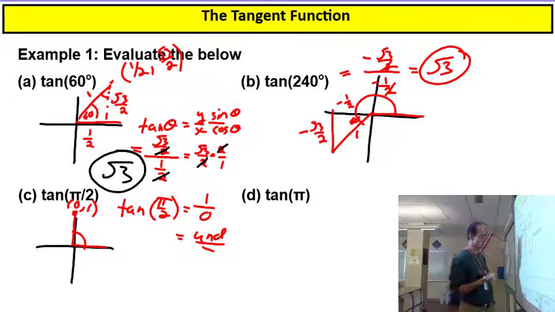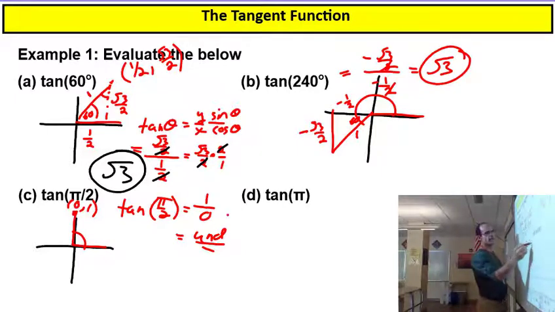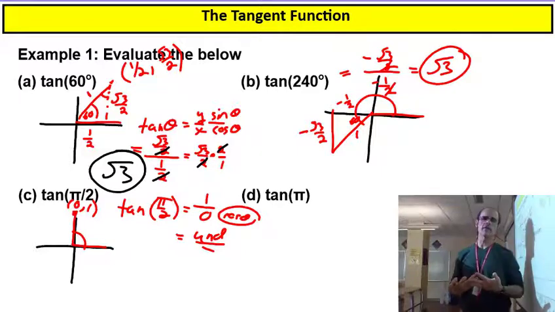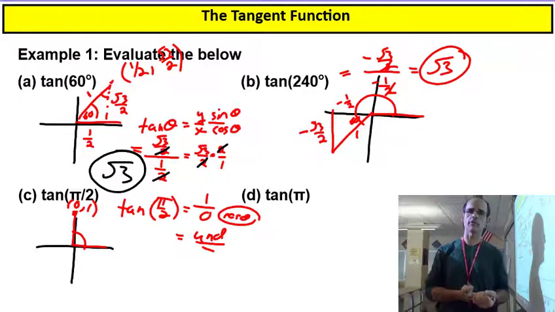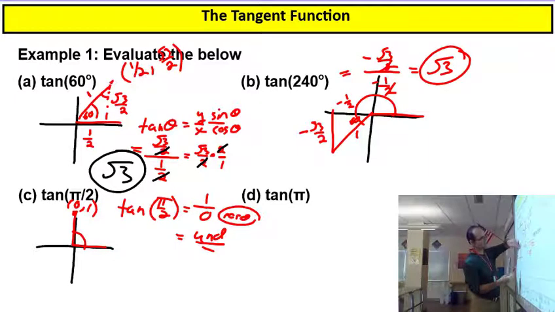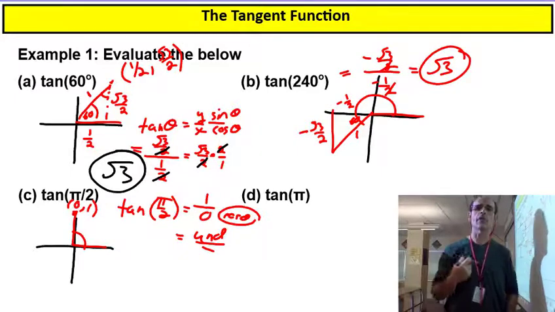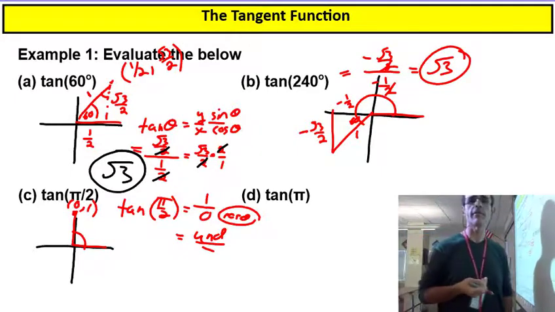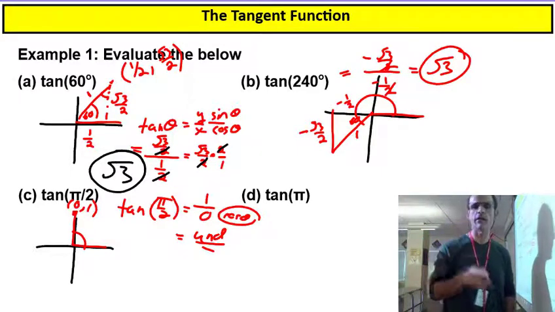Now, you have to also consider that the denominator here is the cosine. So basically, you can't divide by 0. So wherever the cosine is 0, you're going to have an undefined tangent. Cosine is 0 at 90 and at 270, or any angles that are coterminal with that, negative 90, negative 270. Any angle that's coterminal with 90 degrees or 270 is going to have an undefined tangent.